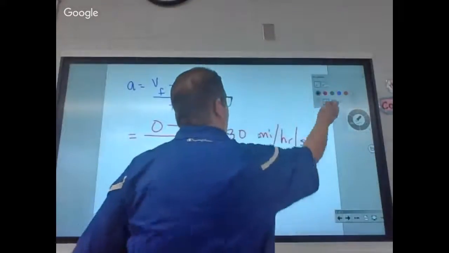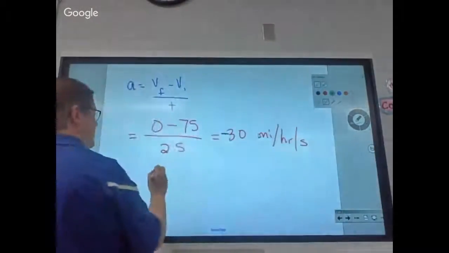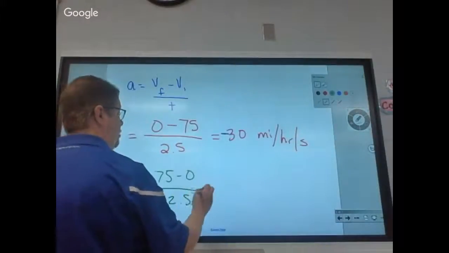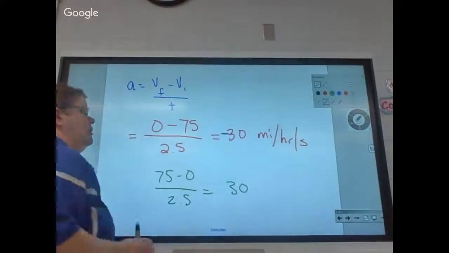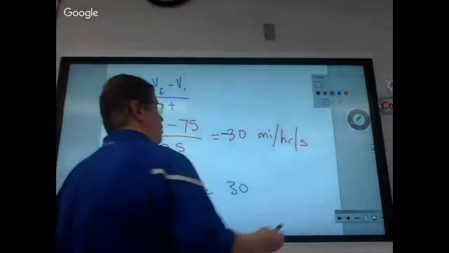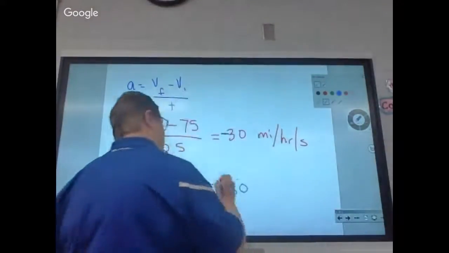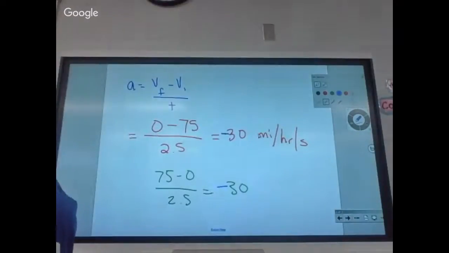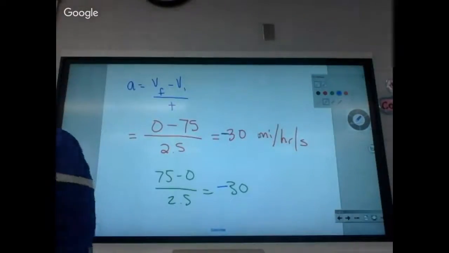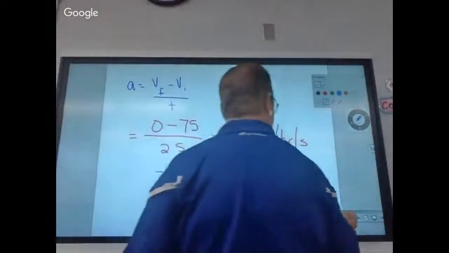Now, let's say for a moment, Markel, when you did this, you said 75 minus 0 over 2.5, and you got positive 30. As long as you remember the question said deceleration and you know it's a negative answer, all you have to do is take your answer and put a negative sign on it, and you still have the same answer. That make sense? Okay.